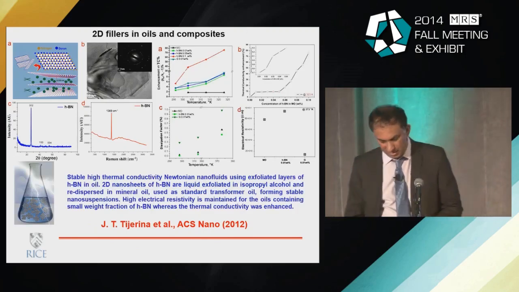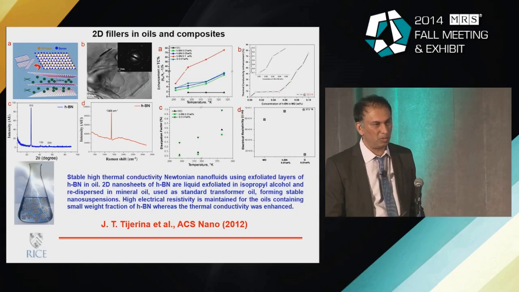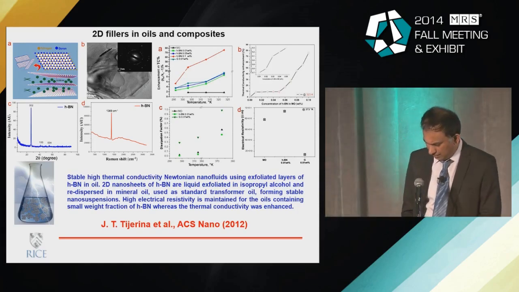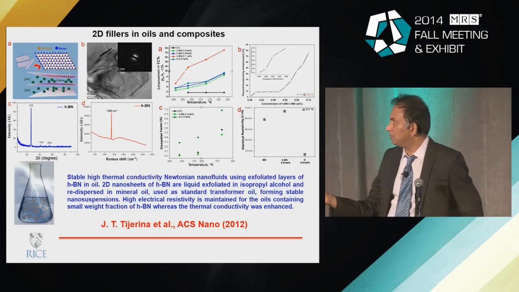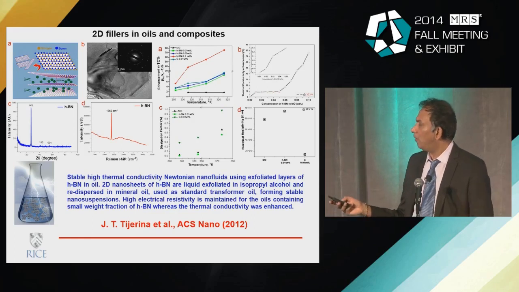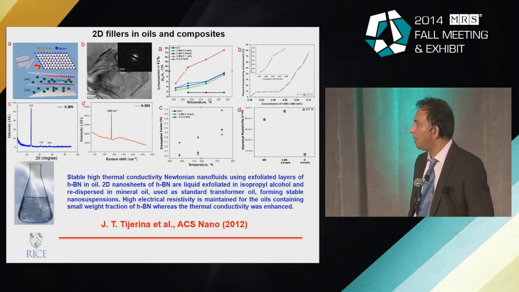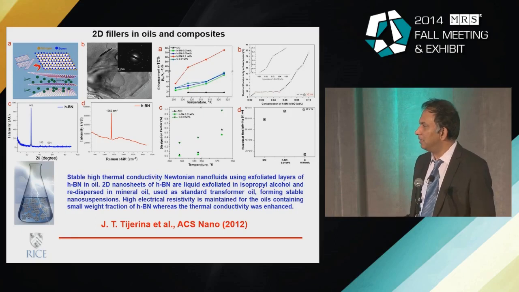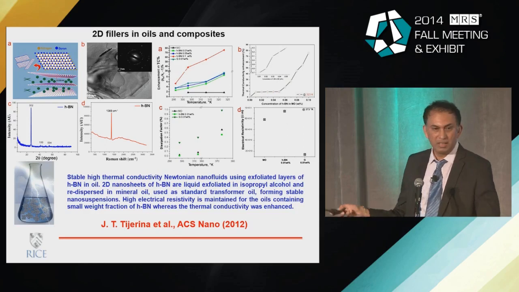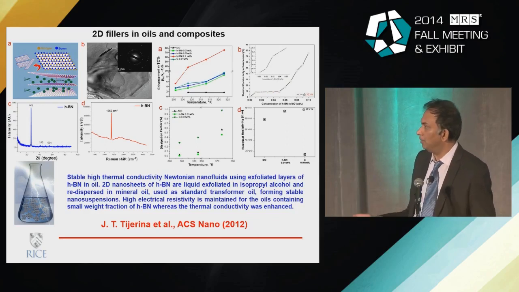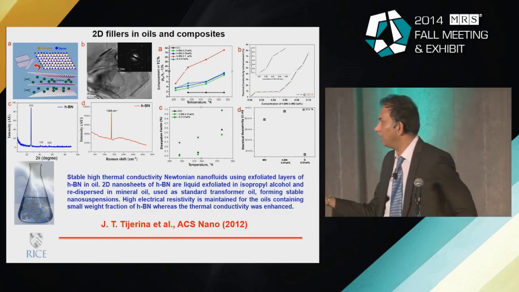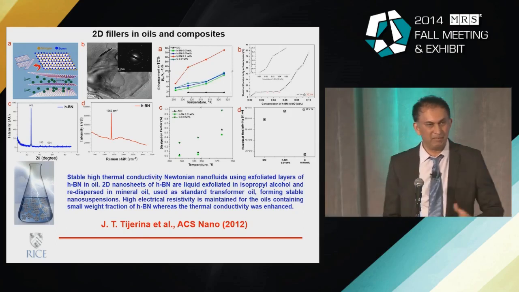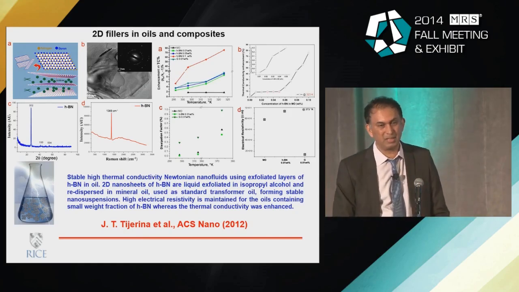Now, these materials, both boron nitride and graphene, are also good thermal conductors. So people have been trying to use these as fillers for composites or even fluids. Here is just an example to show that you can increase the thermal conductivity quite dramatically by introducing boron nitride or graphene into various liquids. In this particular case, we were looking at transformer oil, because they have a serious problem of increasing thermal conductivity.